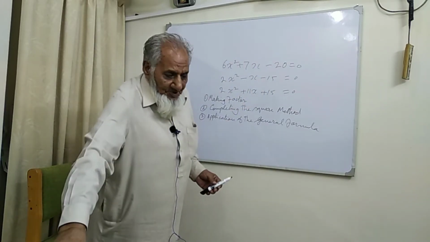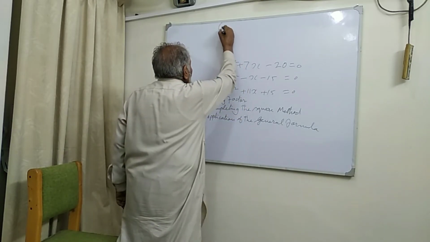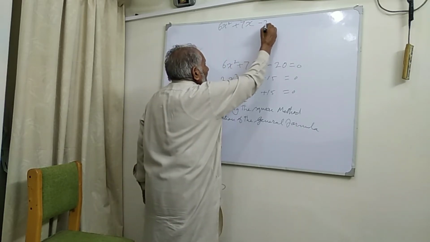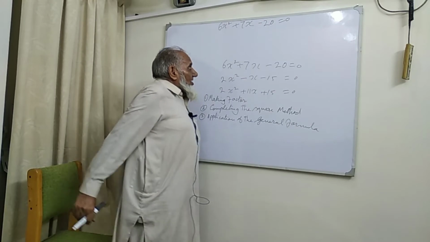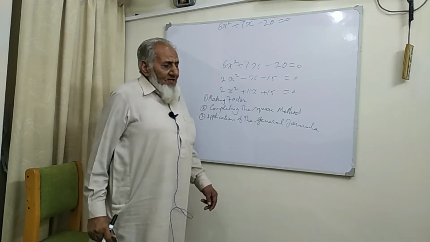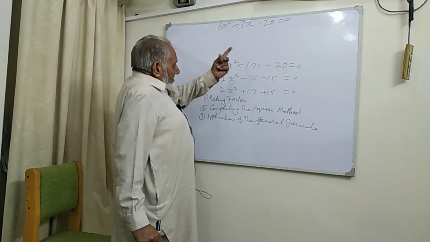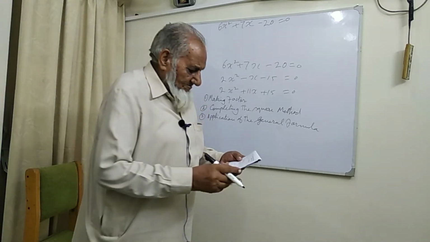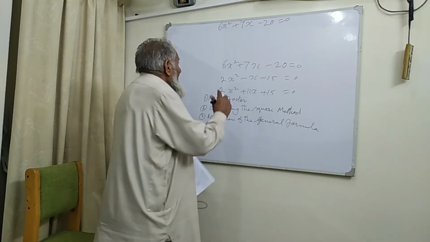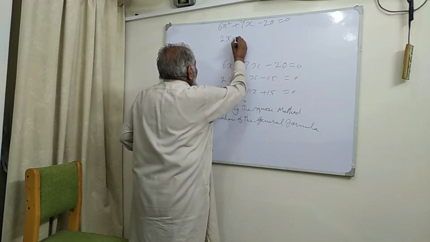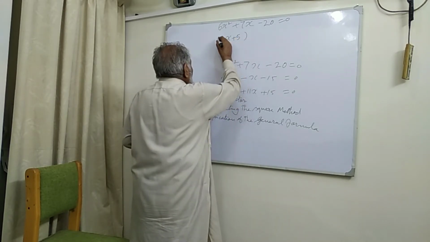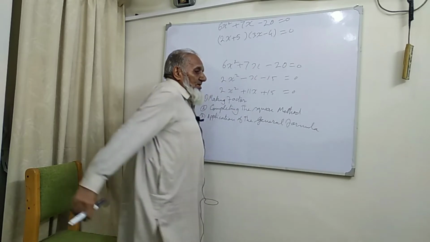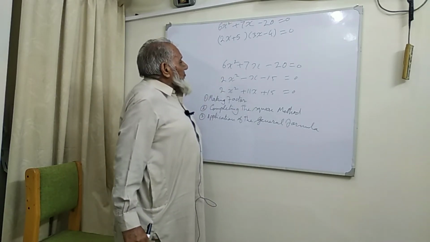I take up the first example. It is 6x square plus 7x minus 20 equal to 0. Now what we have to do is factor this. Now I am not going to tell you in detail how to factorize it, but if we make the factors, it will be 2x plus 5 into 3x minus 4 equal to 0. These will be the two factors, which I am not going to derive.